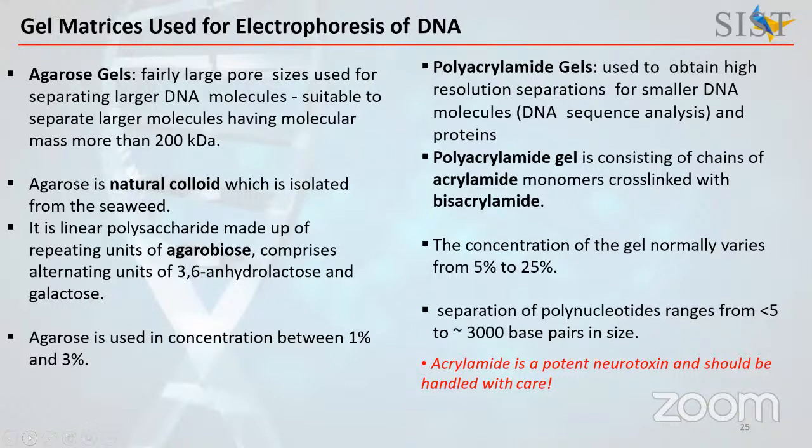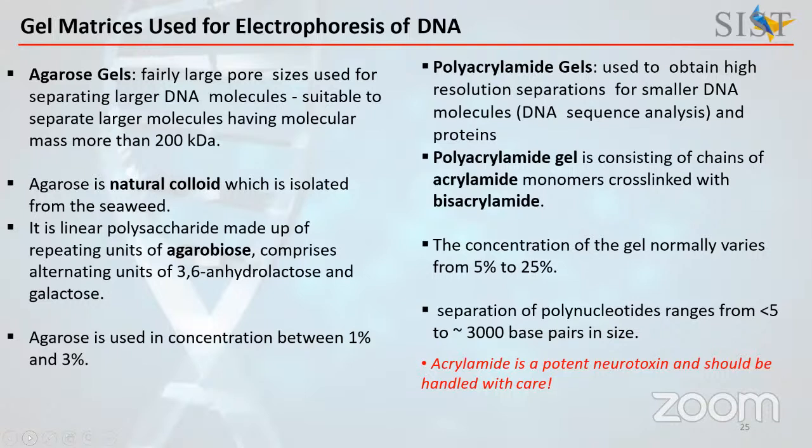All right. And in the case of polyacrylamide gels, these are used for the separation of protein, right? And they can also be used for DNA separation as well. But we do prefer agarose gels. So this is mainly used when we have to obtain a high resolution separation of smaller DNA molecules, okay? Because the pore size is comparatively small here compared with agarose gel.